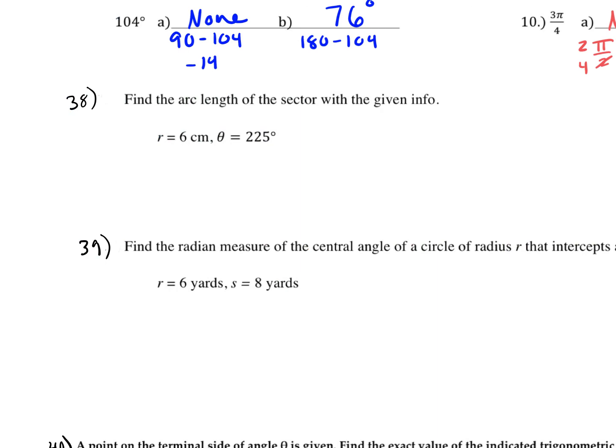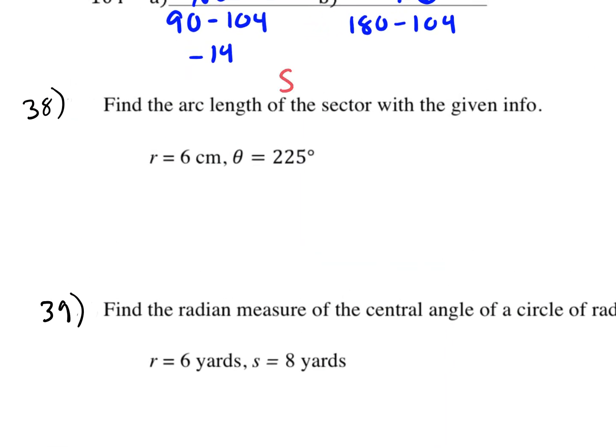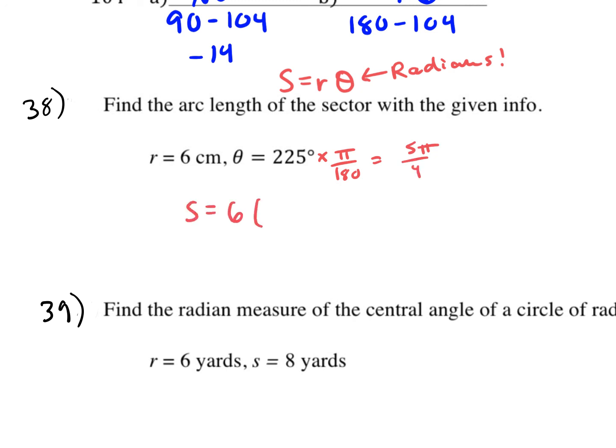So find the arc length of the sector with the given info. So our arc length formula is S is equal to R times theta. Whenever we use this, theta has to be in radians. So first thing I need to do is convert 225 to radians. So multiply by pi over 180. We would get 5 pi over 4. So S is equal to R, which is 6, times 5 pi over 4. So this would be S is equal to 30 pi over 4, which simplifies to 15 pi over 2.